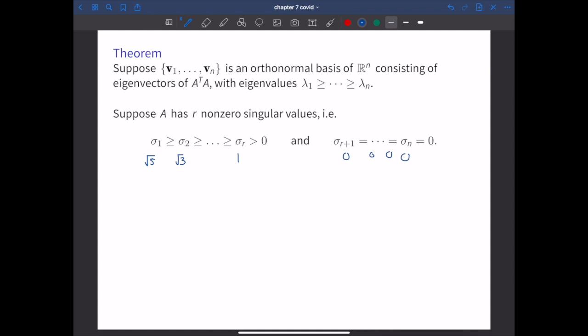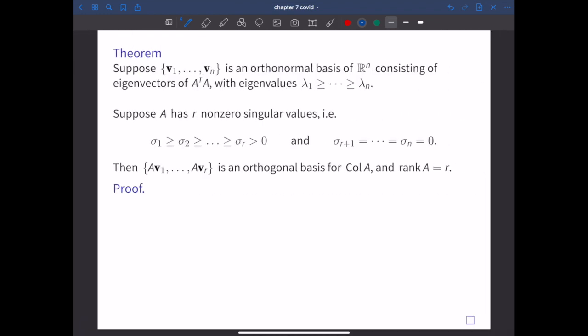Well, if that's the case, then if we take the first R eigenvectors, so we're not going to take all of the eigenvectors, we're only going to take the first R, where R is the number of non-zero singular values, and we multiply each of them by the matrix A, this is going to give us a set of vectors that is an orthogonal basis for the column space of A, and the rank of the matrix A is equal to R.